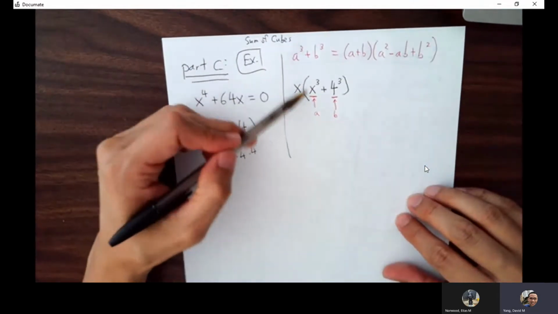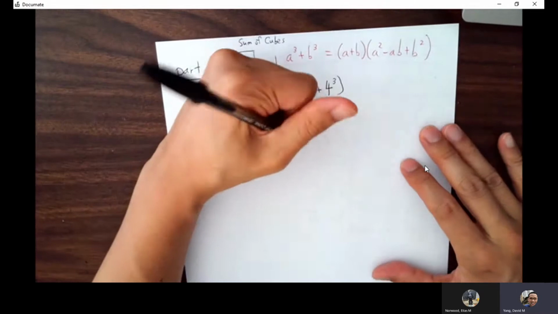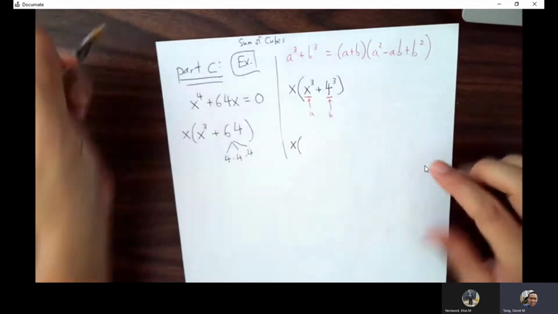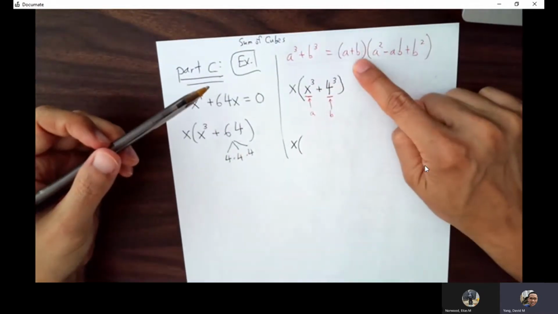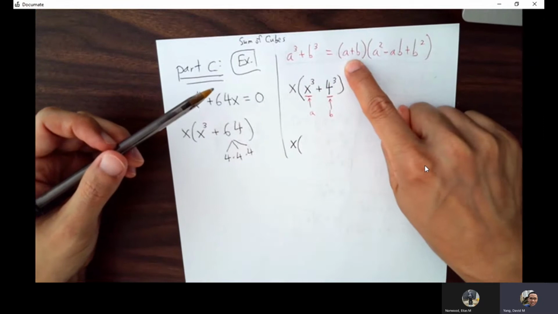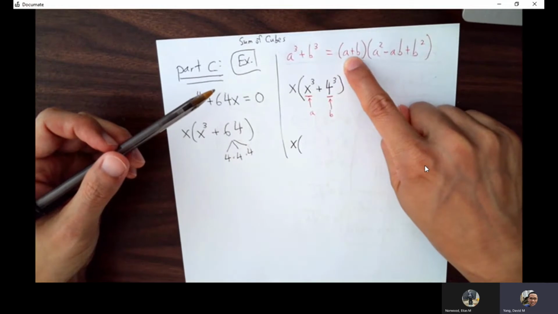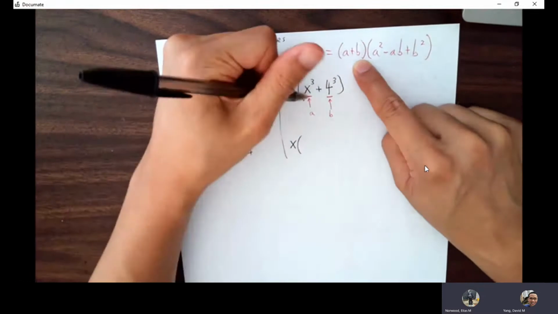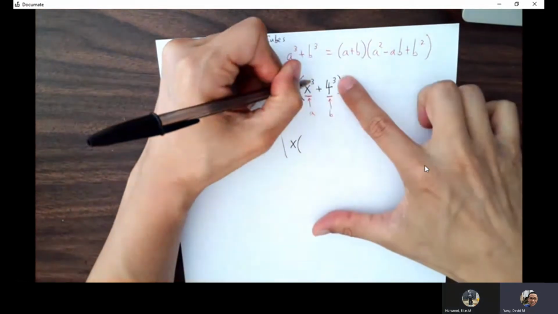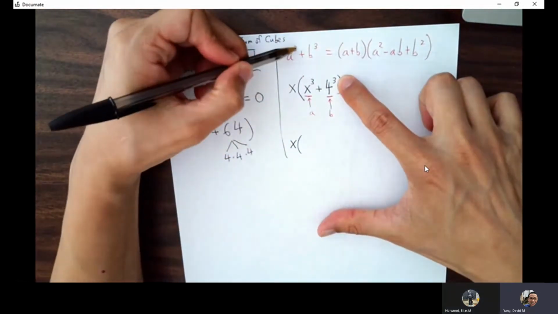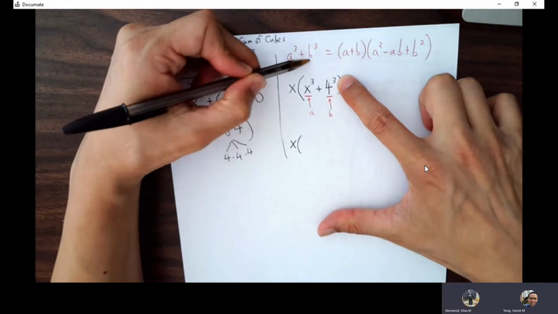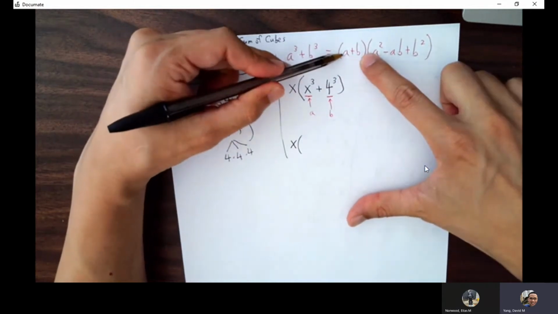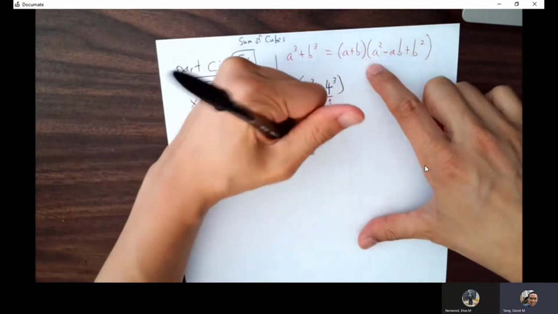This x is going to stay. It's not going to go anywhere. So x first. I'm just following the rule here. The rule says a plus b. So what's my a and b going to be? X, 4. Just the x. We're going to ignore the cube from the original statement, but then we only want the a plus b. So we only want the x plus 4.